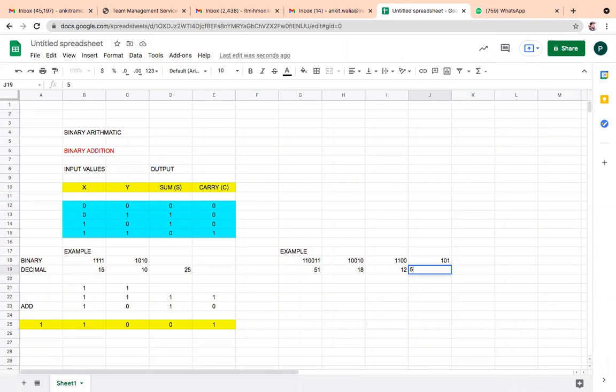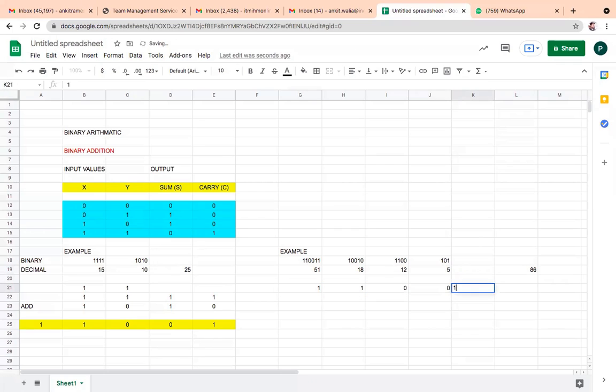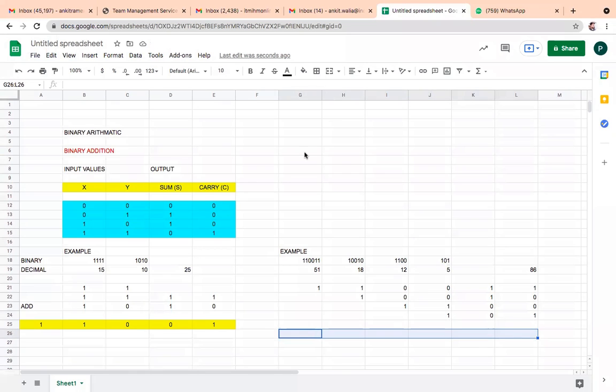Now make sure the answer which you got is correct. The decimal total should be equivalent to the binary which we are getting. So that is 86. Your answer should be 86. So 1100111, then 100100, then 110100, 10. This should be the form to write the answer.